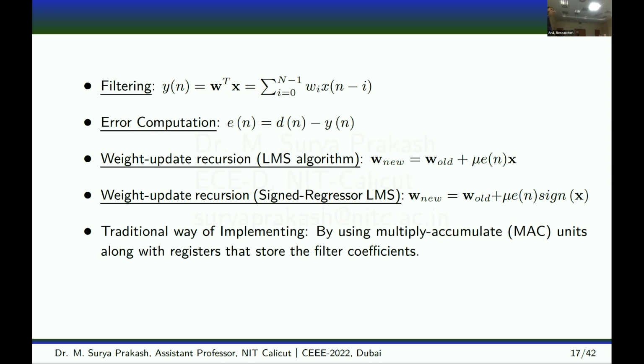Signed-Regressor LMS is a variant of the LMS algorithm. The equation is similar, except that for updating the weights, we take the signum of x in this particular case. The traditional way of implementing an FIR filter is the usage of multiply-accumulate units, which we in short call MAC units. In fact, the same MAC units are used for the implementation of the adaptive filter.